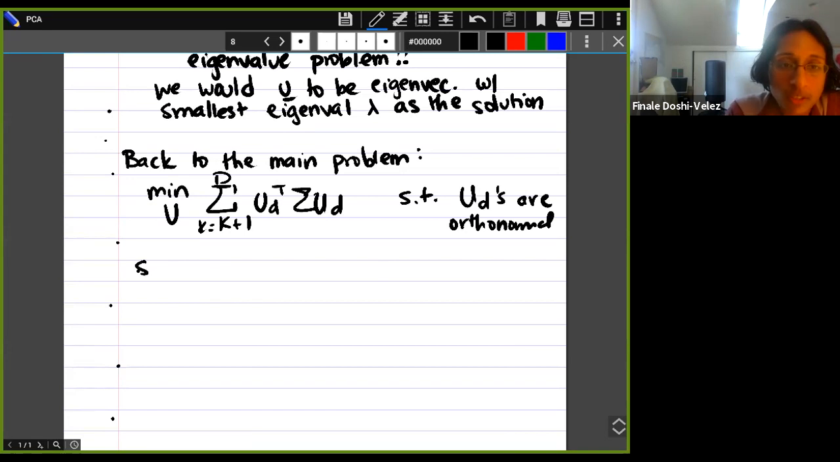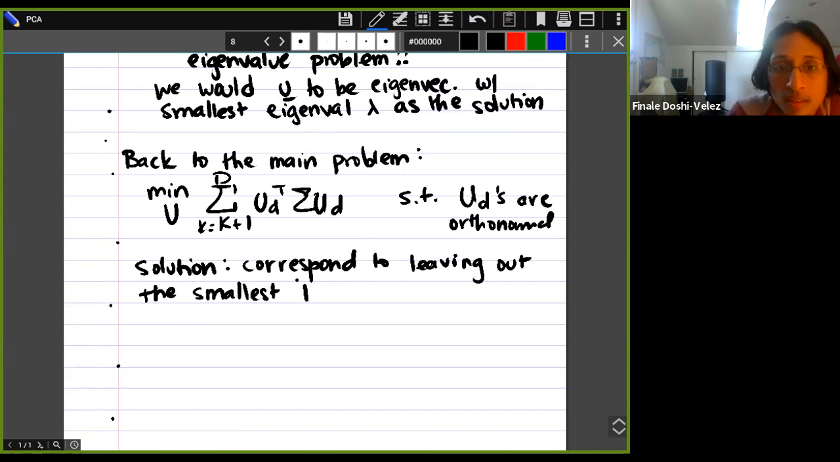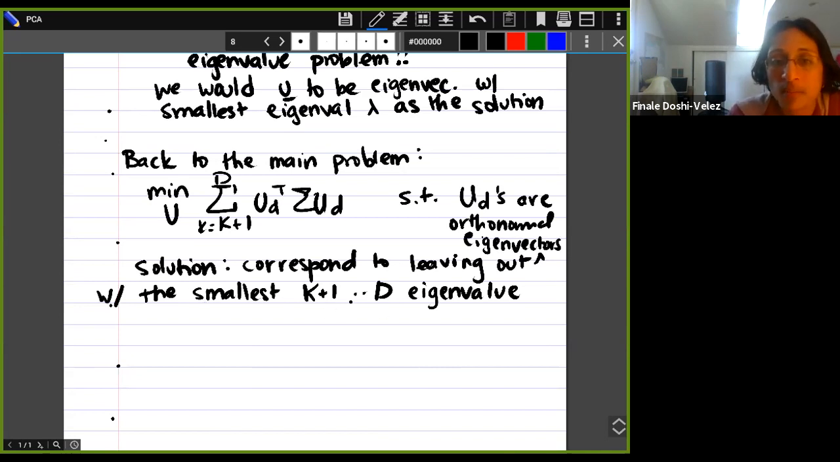So the solution will correspond to leaving out the eigenvectors. Let me try to be specific here. The eigenvectors with the smallest K plus 1 through D eigenvalues. So basically the smallest ones.